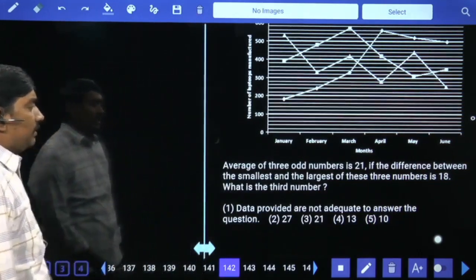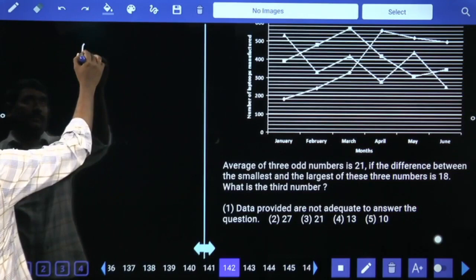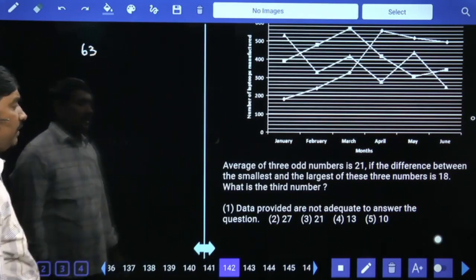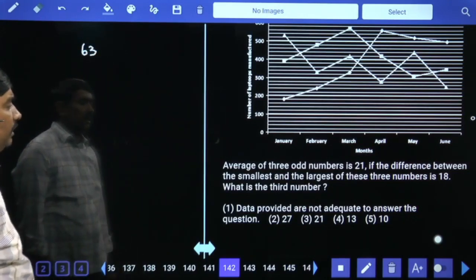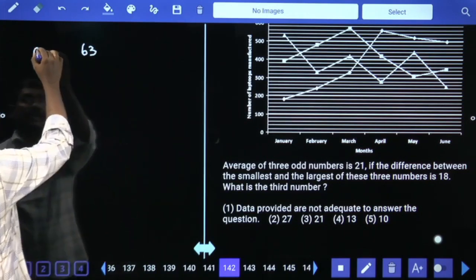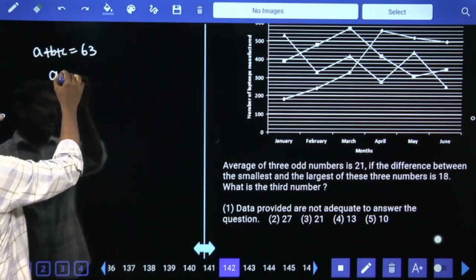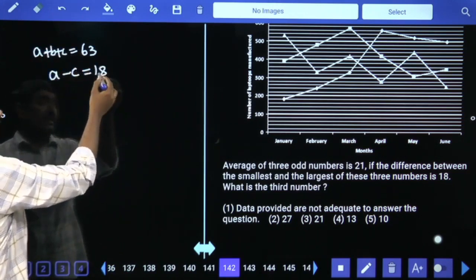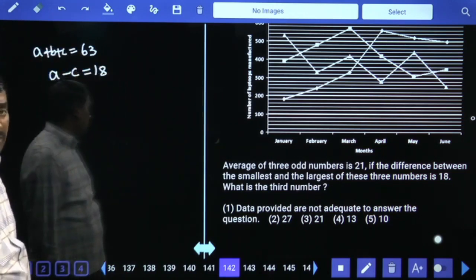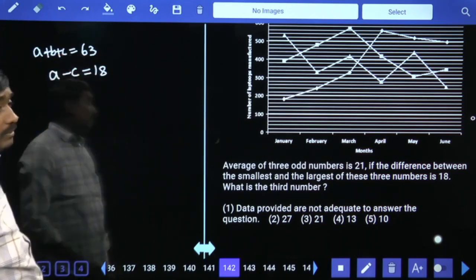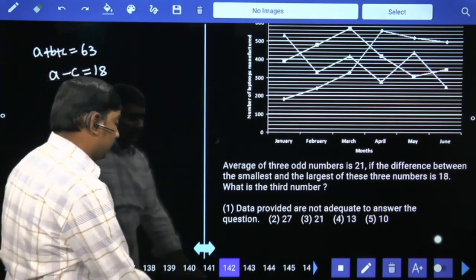Average of 3 odd numbers is 21, total 63. If the difference between the smallest and the largest of these 3 numbers is 18, A plus B plus C total 63. What is the third number? Not possible. With 3 variables, I have only 2 equations, so it is not possible.